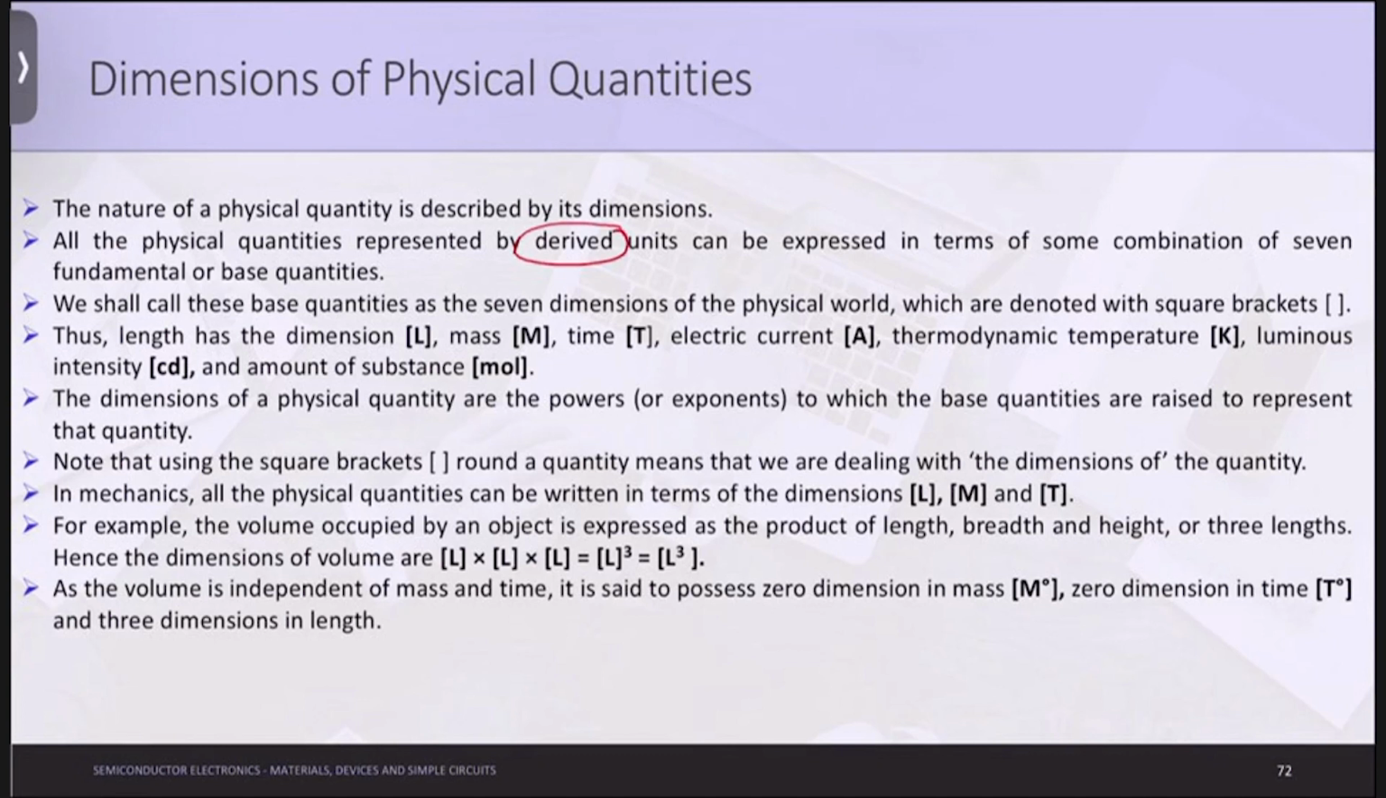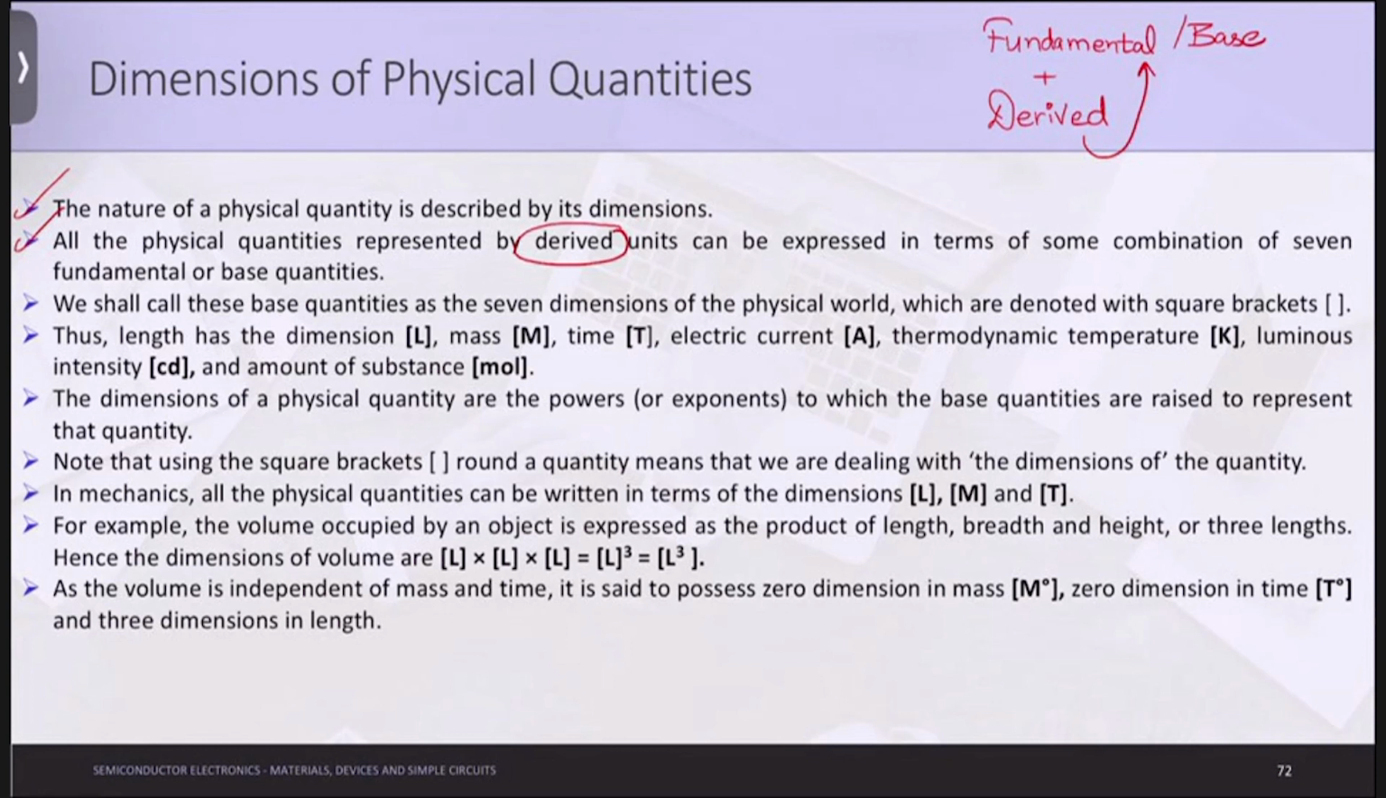So there were basically two kinds of units. One were your fundamental units and one were your derived units, right? Fundamental units were basically the base units, and the derived units are basically made using base units. Okay, so all the physical quantities represented by derived units can be expressed in terms of some combination of 7 fundamental or basic quantities. Please remember those 7 basic quantities. What were those? Those were length, mass, time, current, temperature, candela, that is luminous intensity, and the amount of substance.